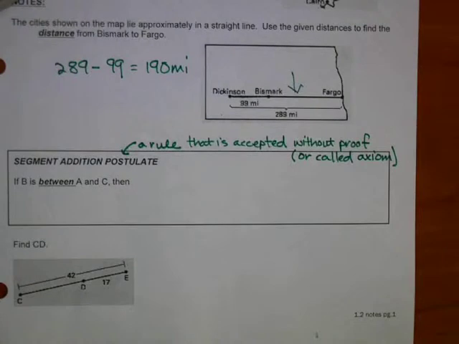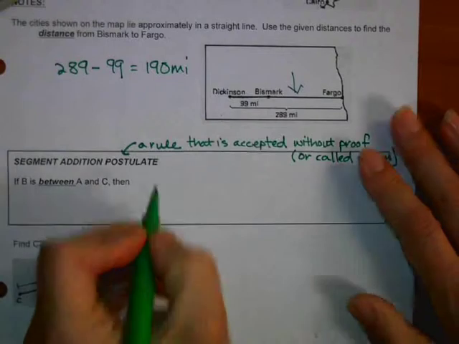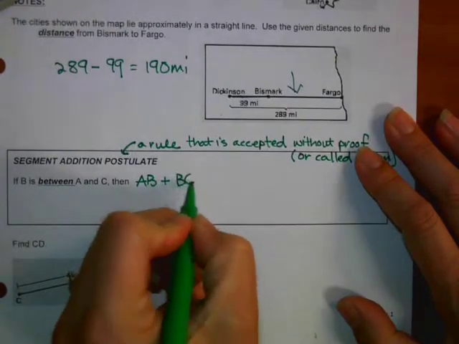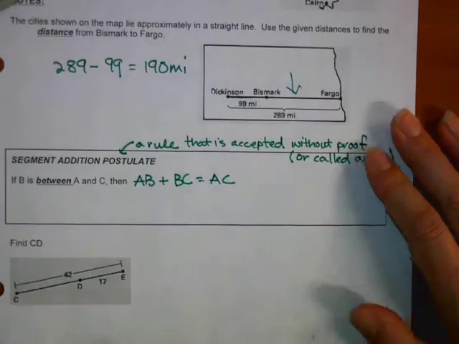So the segment addition postulate: if B is between A and C, then you can say that AB plus BC is equal to AC.